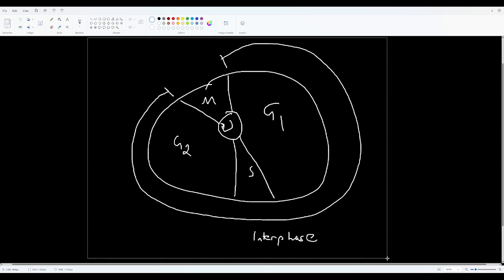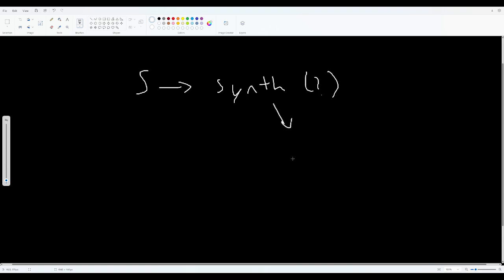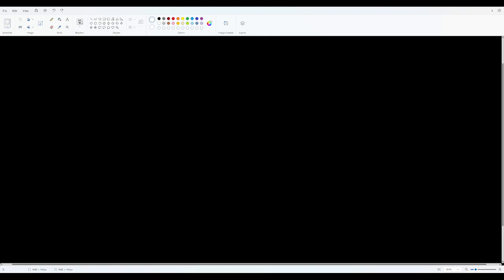So good. Let's go a little bit more in depth on what happens during S phase. S phase, of course, is synthesis phase. So what are we synthesizing? We're synthesizing DNA. And how do we synthesize DNA? Well, let me show you. So, you start with a strand of DNA.